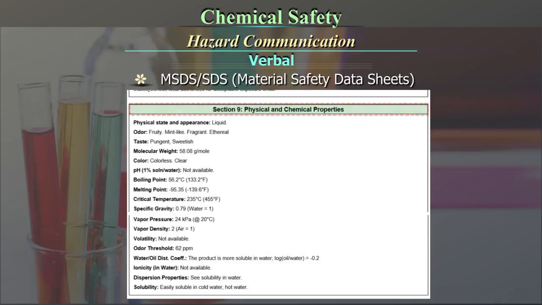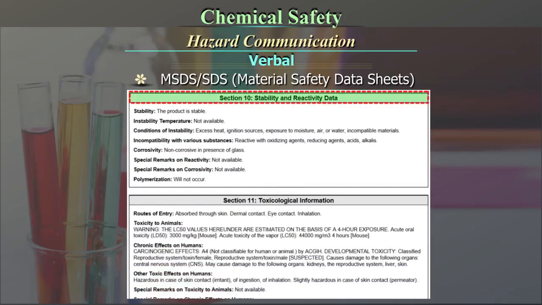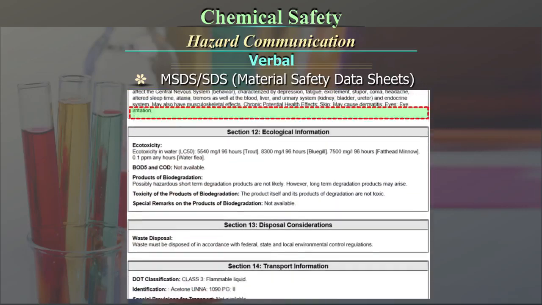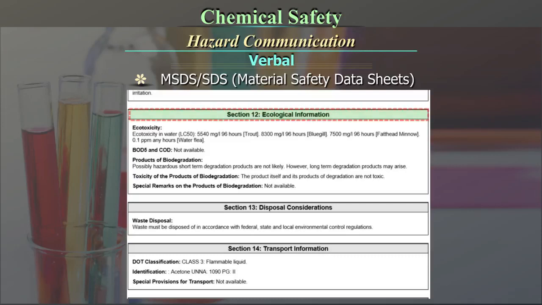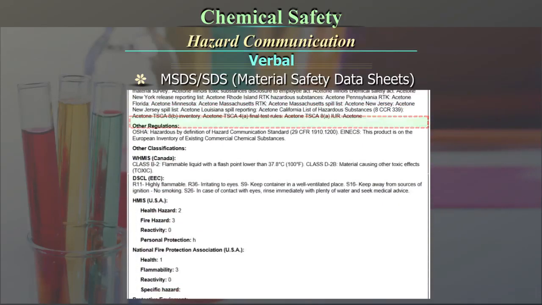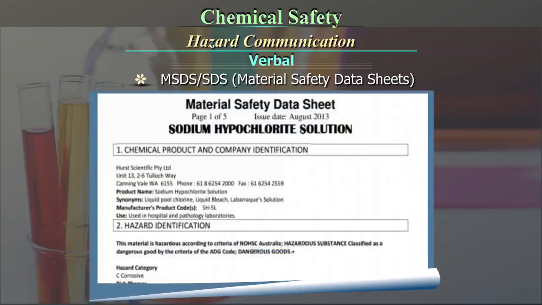9. Physical and chemical properties. 10. Stability and reactivity. 11. Toxicological information. 12. Ecological information. 13. Disposal considerations. 14. Transport information. 15. Regulatory information. And 16. Other information. Here is an example of page 1 of MSDS of sodium hypochlorite solution giving all this detailed information.